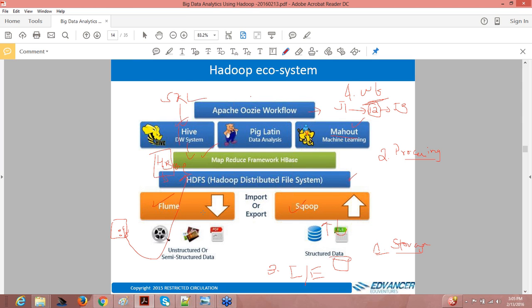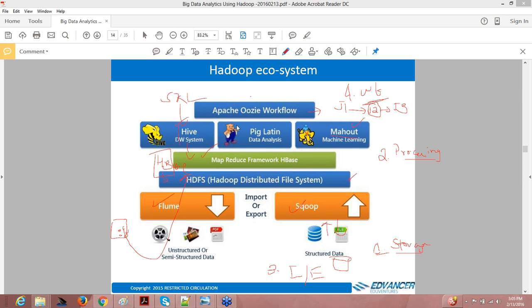All these tools that we see, friends, HDFS, MapReduce, HBase, Hive, and more, are built using Java, and these are open source tools. None of the tools here is proprietary or commercial.